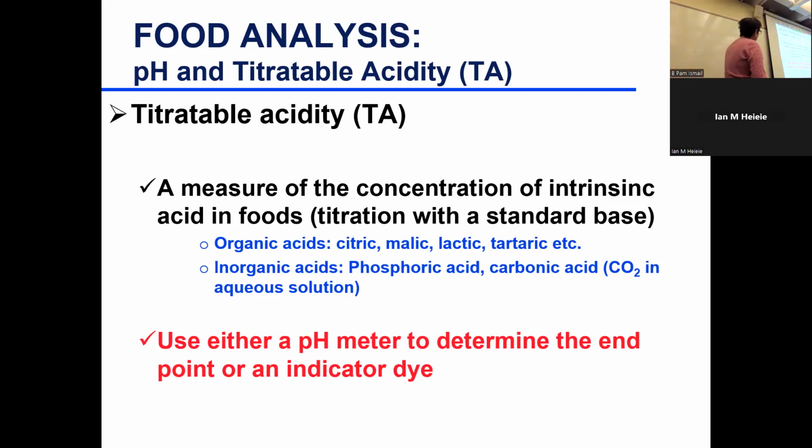So to determine titratable acidity, we either use the pH meter and monitor the change in pH until neutralization happens. So you titrate with base. So it's a very, very easy assay. It's based on titration. But you would determine the endpoint using an indicator.